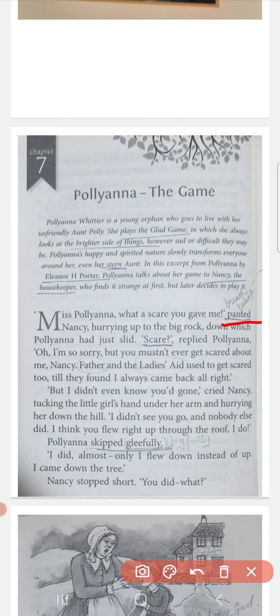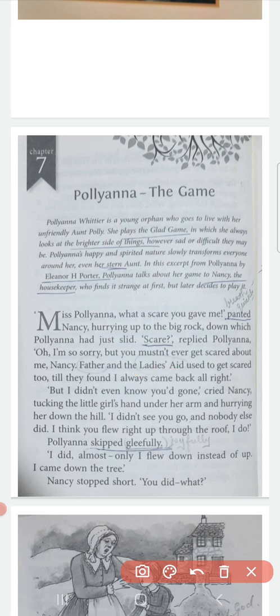And here Pollyanna is not at home. And Nancy, who? The housekeeper. She was quite scared. Where is Pollyanna? So what Pollyanna is explaining to Nancy is that you don't have to worry about me. When her father was alive, and the Ladies' Aid, one more new word is used, Ladies' Aid: an organization of women that raise funds for their church and arrange for medicines and other necessary articles for soldiers. This meaning has been given at the back of your chapter. Clear? Now, here what happened? She said that I always come back all right.